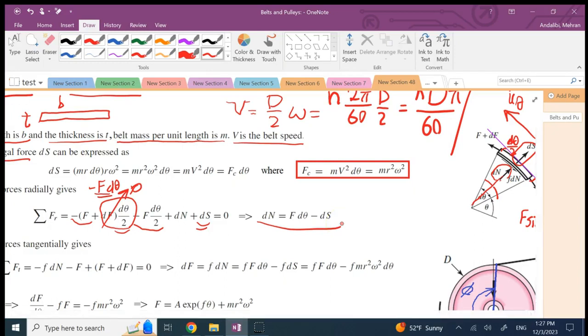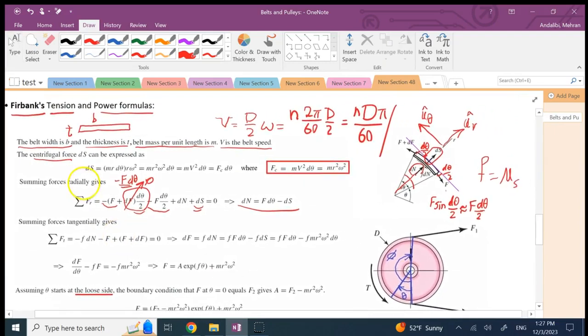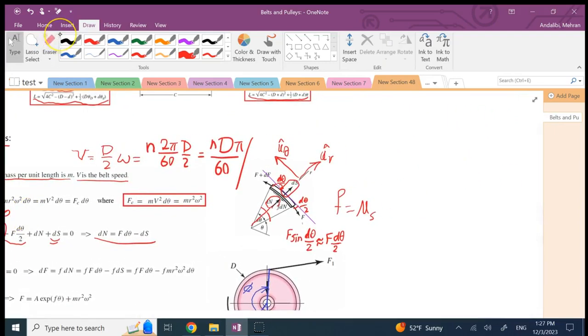Then we go to the theta direction. For the theta direction, if I go back here, dN and dS are only along r, so they have nothing. But the F and F plus dF have a theta component, where the component is F times cosine of d theta over 2. And again, since this d theta over 2 is very close to 0, we approximate this whole thing by 1. So basically, it's going to be F in the negative direction, and then F plus dF in the positive direction.